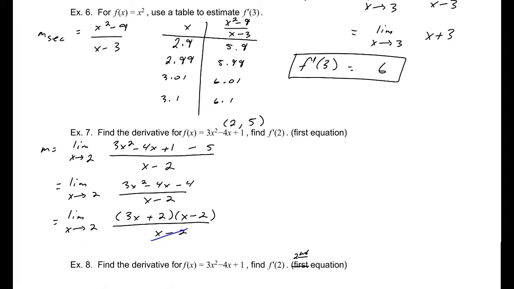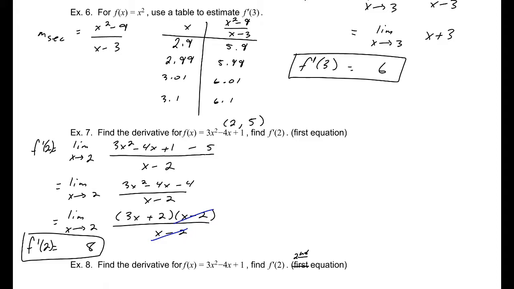canceling my two factors there and evaluating at 2, my slope is 6 plus 2, that is 8. My slope is 8. So that would mean, if I go back and replace m with f prime of 2, f prime of 2 equals 8.